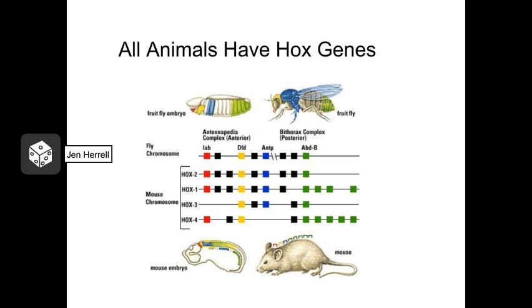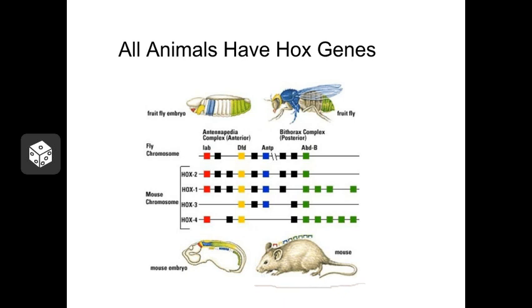All animals have Hox genes, and interestingly, it turns out that the genes used to build a fruit fly's body are actually really similar to those used to build a mouse's body, and those genes are really similar to those used to build a human's body. Now, Hox genes were discovered long before gene sequencing was a thing. So how in the world did they figure this out?